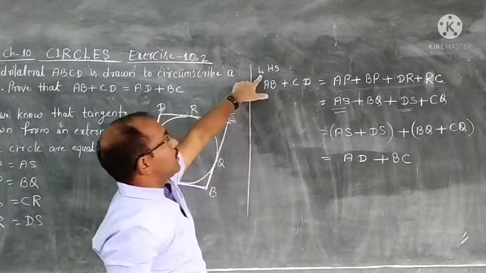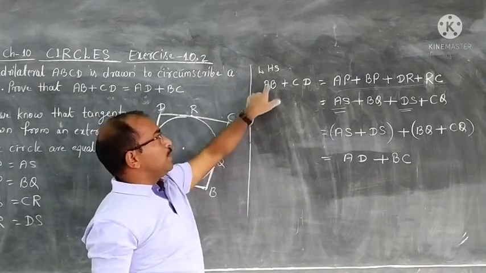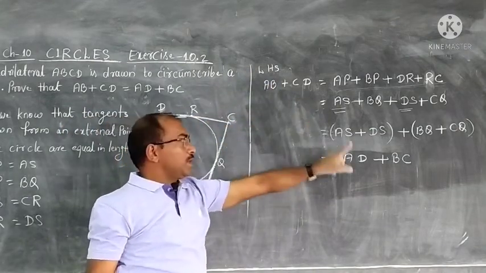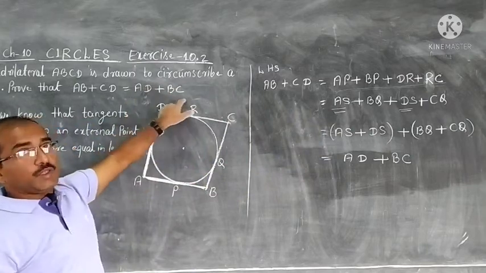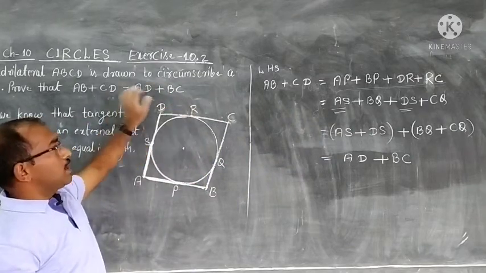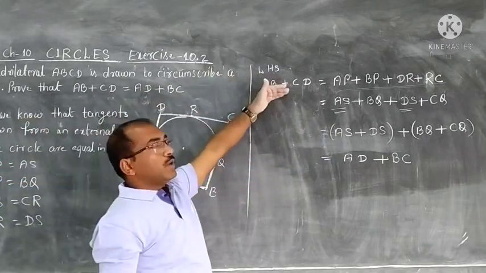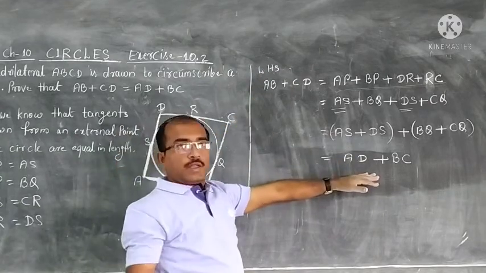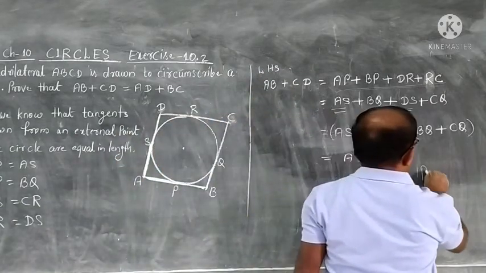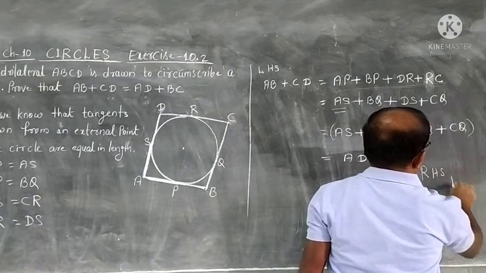Now look, we started the work from the LHS, AB plus CD, and we reached the RHS, AD plus BC. That means LHS and RHS are equal. We started the work from one side and reached the other side. So we can write here: LHS equals RHS. Proved.